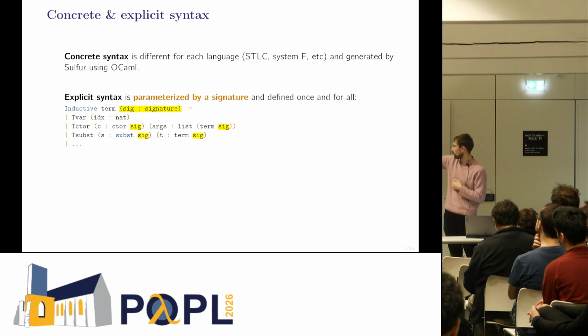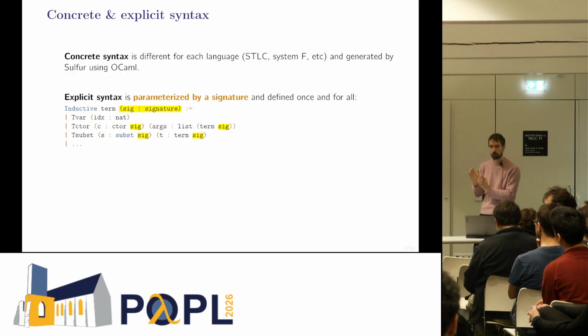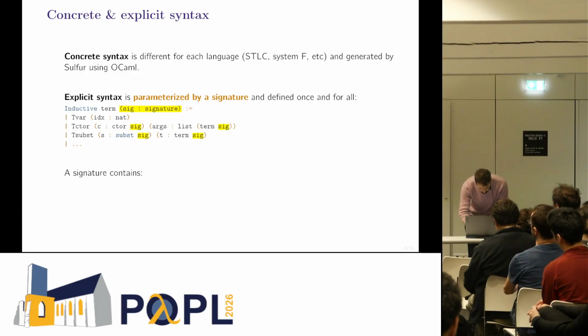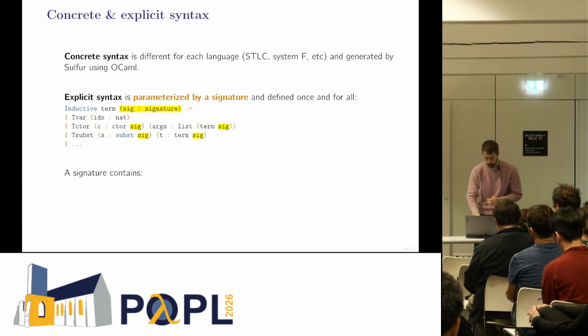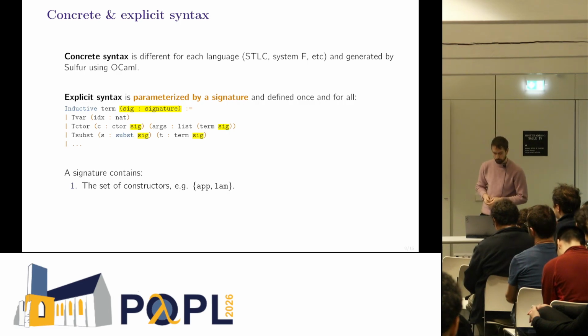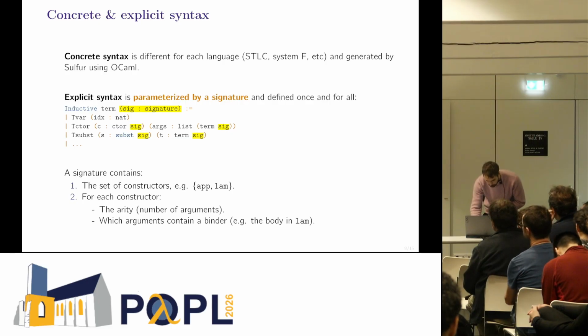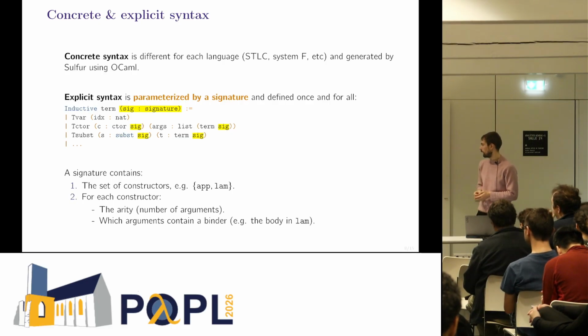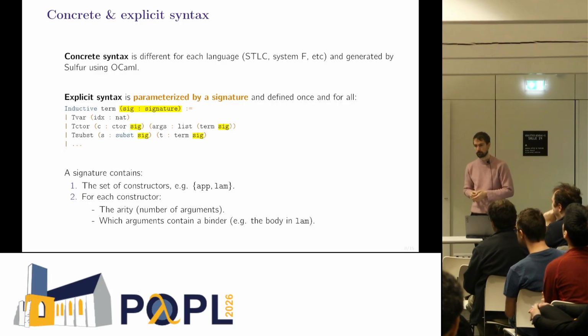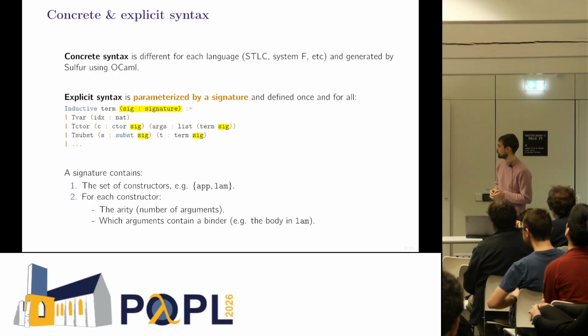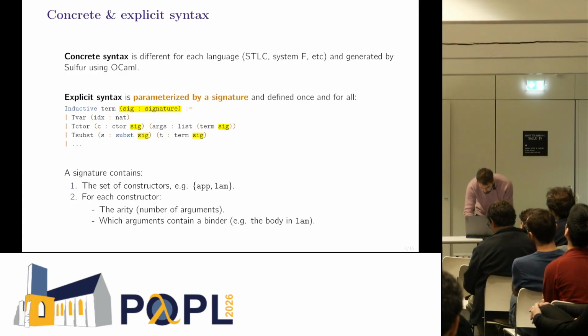In particular, the T constructor case encapsulates all of the constructors of the base language. So this would be, for instance, application, lambda, etc. And the signature contains a bit of details about the concrete language. It contains the set of constructors, for instance, app and lambda. And for each constructor, the number of arguments and which arguments contain a binder. So essentially, the signature contains the binding structure of the language.